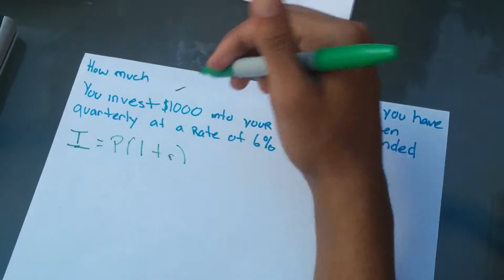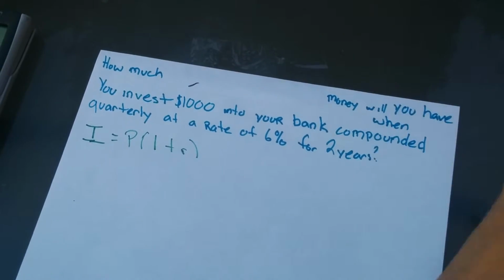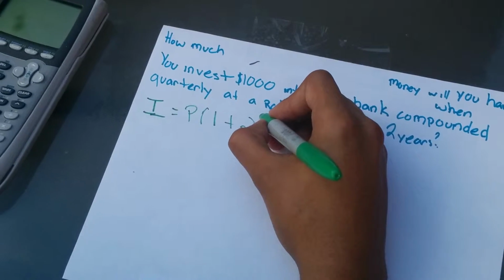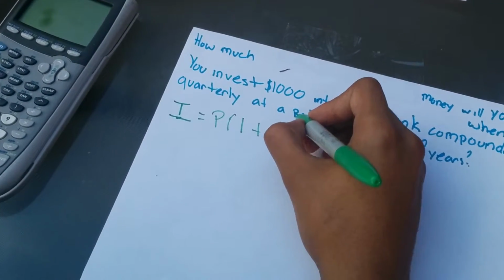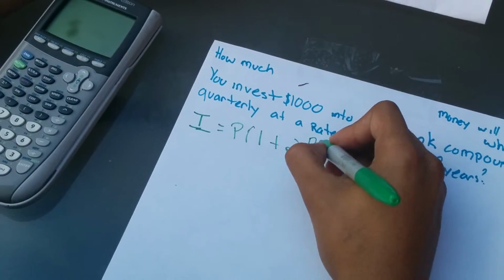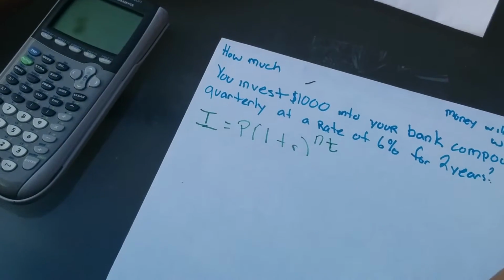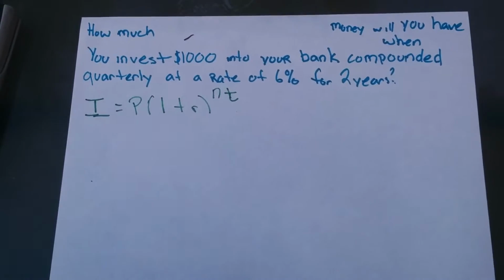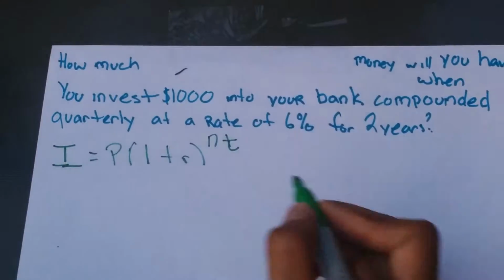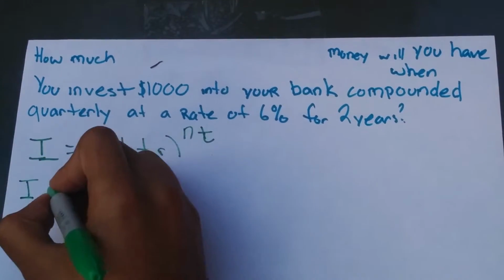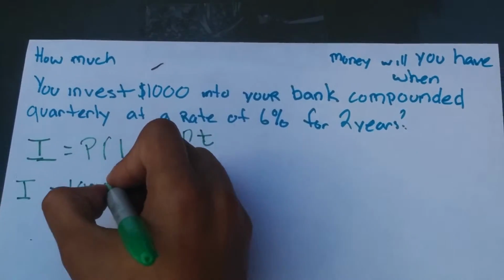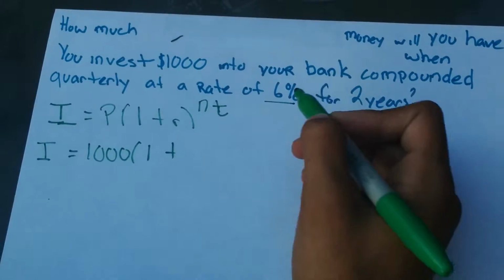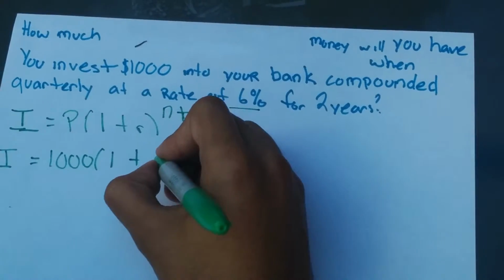The reason you use 1 in this equation is because you want to add on the $1,000 you already have. To the power of N times T. Now, N is the number of times compounded per year, and T is the time in years. After you do that, put in all the information that you know. So I equals 1,000 times 1 plus the rate. When you use a rate, use it in decimal form, so 0.06.